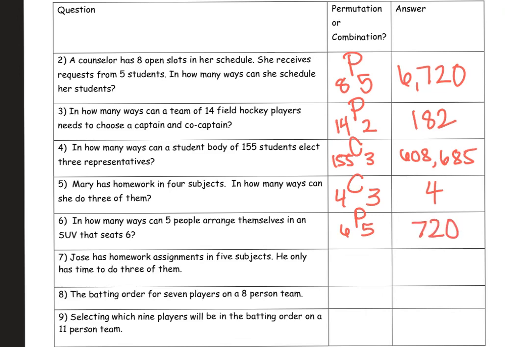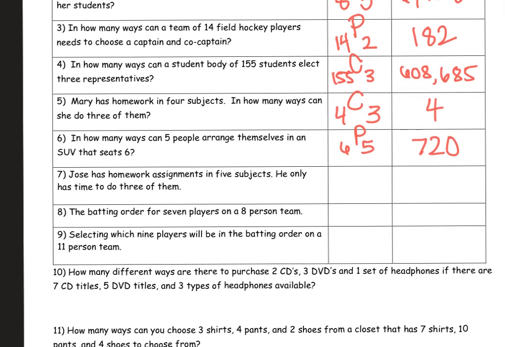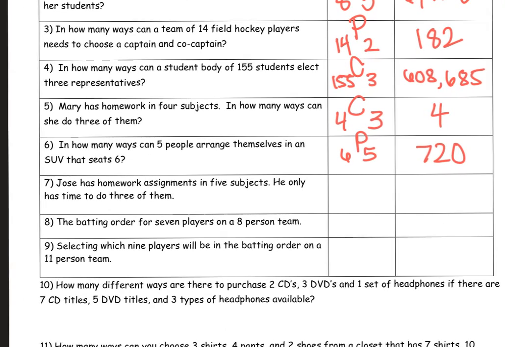Number 7, Jose has homework assignments in 5 subjects. He only has to do 3 of them. This one is going to be combination. So he has 5 subjects, only has to do 3 of them. Okay. All right. Let's see. So 5 choose 3. This is 10.